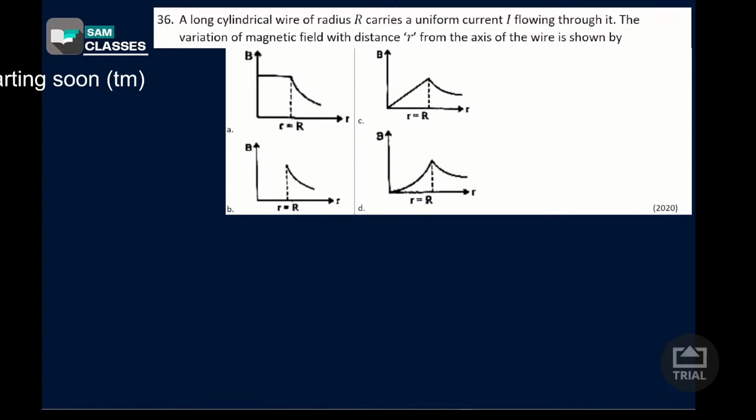And it carries a uniform current. So the current is uniform, flowing in the wire. What is the variation of the magnetic field with distance r from the axis of the wire? Very simple and very easy question. We just have to figure out what the variation will be inside: will it remain constant, decrease, or increase? And one part is how it behaves outside. That's it. Everybody understood this question at least, correct?